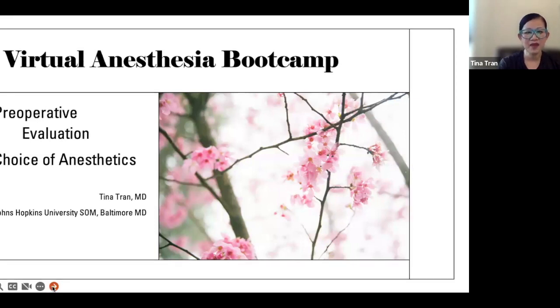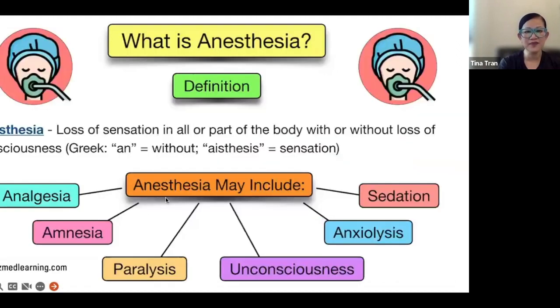For my talks, it will be a little bit interactive, but also I'll gather information from things that are published as well as real life. I started my anesthesia residency in 2005, graduated in 2008, and have been at Hopkins since then. So a lot of clinical experience along with published data. I got this image from a very cool website called easymedlearning.com. It has a lot of information about different subspecialties, and they have a couple of really funny, great diagrams about anesthesia.